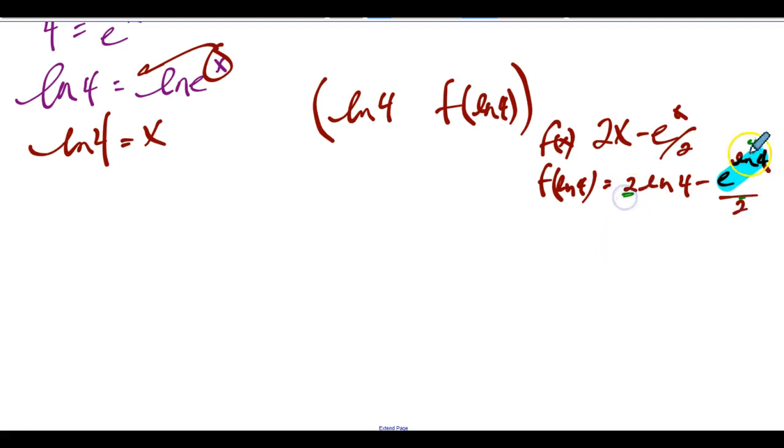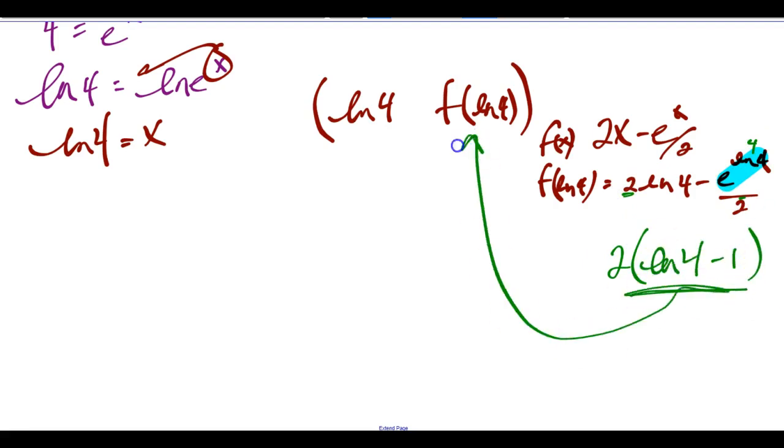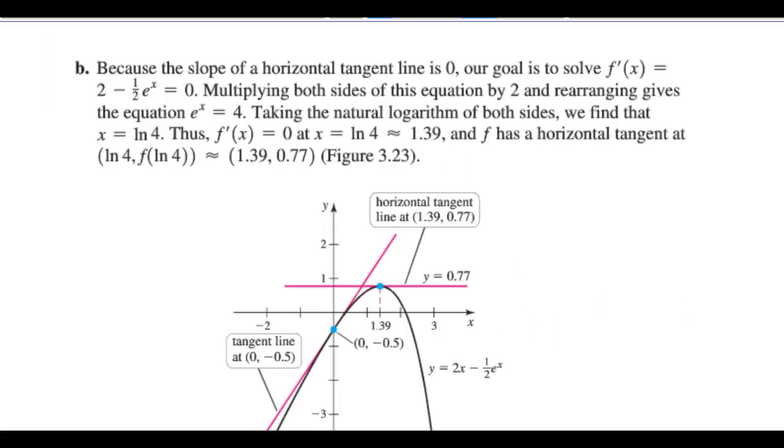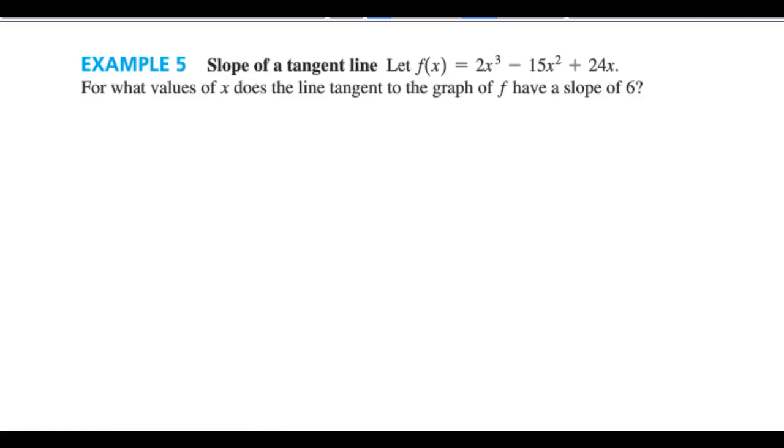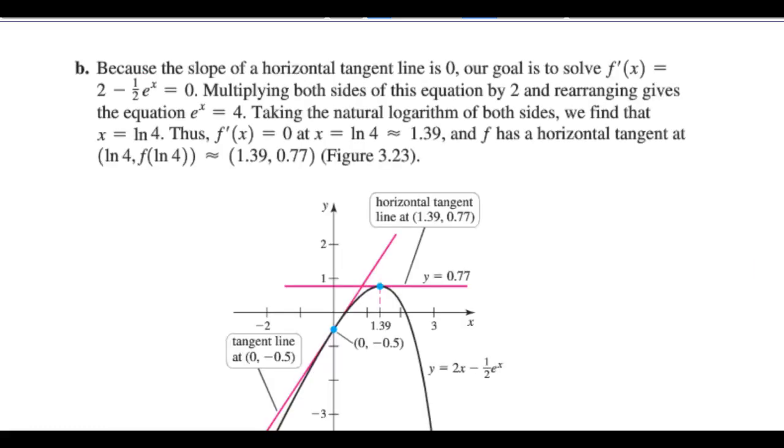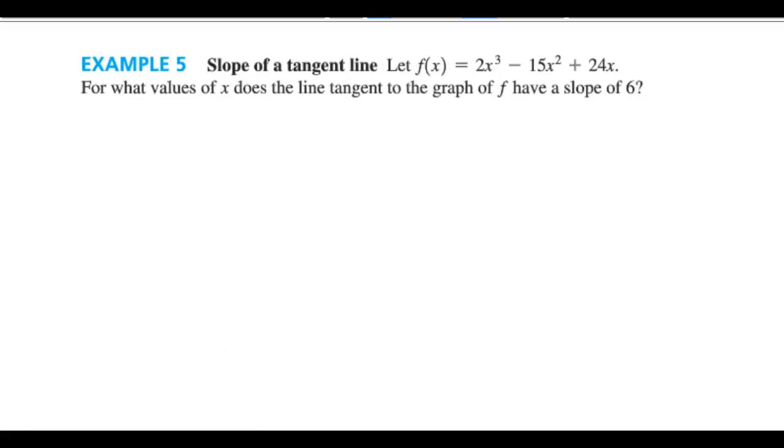So there's a 2 and there's a 2. I could even factor out a 2. You don't have to. Ln of 4 minus 1 is that y value. So a little bit of log properties there for you. Looks like the author totally cheated and just plugged the natural log of 4 into the function and went decimal. But if I were to ask for the exact answer, I think he would do it like I did on the previous slide.